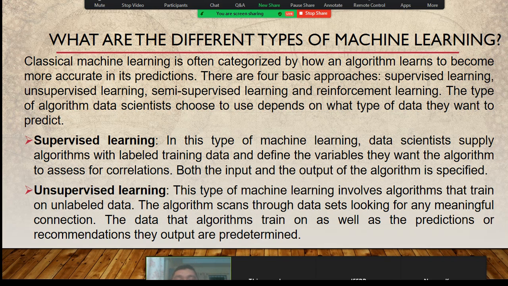The second, unsupervised learning. This type of machine learning involves algorithms that train on unlabeled data. The algorithm scans through data sets looking for any meaningful connection. The data that algorithms train on, as well as the predictions or recommendations they output, are predefined.